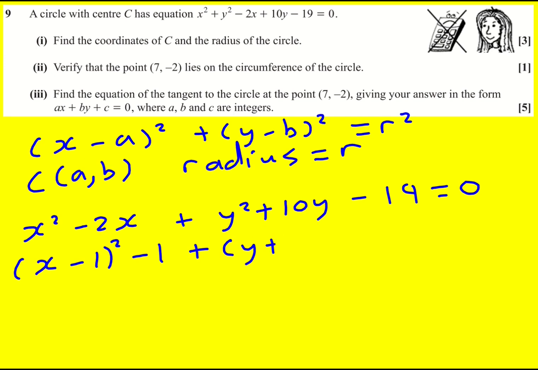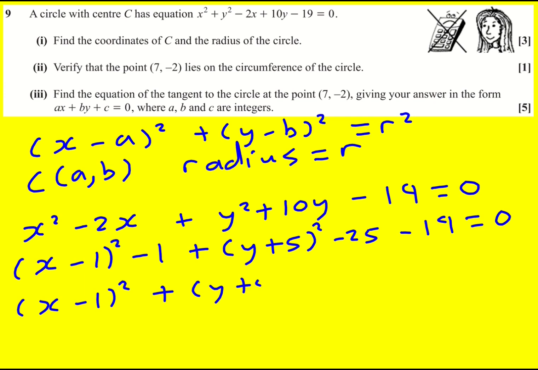And then I get (y + 5)² by having the 10 halved, and I need to minus 25. Again, this is exactly the same thing, I've just written it in a different form. And then I'm minusing 19. So finally I can write (x − 1)² + (y + 5)². And when I combine these together, I'd get minus 45, so it's going to equal 45.